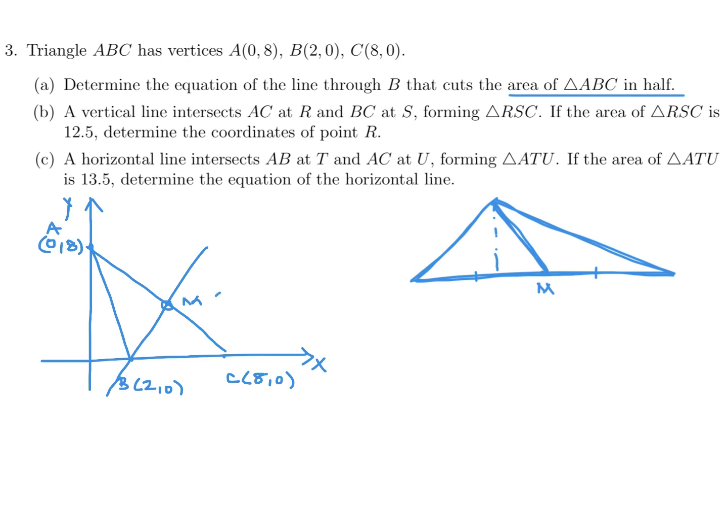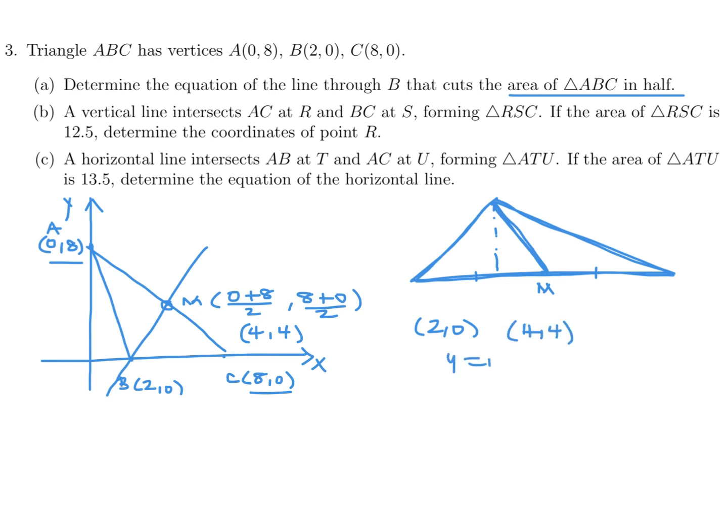And to calculate the coordinates, that's fairly straightforward. You just use that and that. So (0 plus 8) over 2, and then (8 plus 0) over 2, and that's (4, 4). So the coordinates of M are (4, 4). And then now we just have to figure out the equation between B and M. So that's pretty straightforward. So we've got B is (2, 0), and M we just figured out was (4, 4).